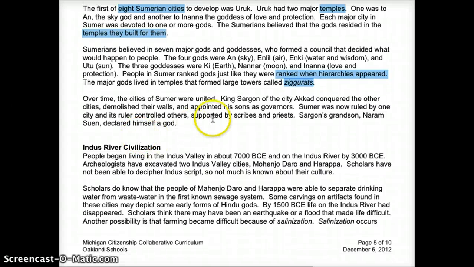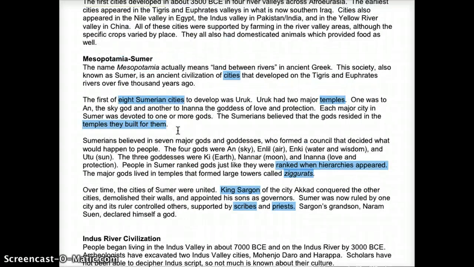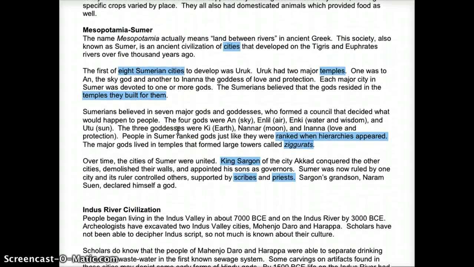Over time, the cities of Sumer were united, so that we got a king, Sargon of the city Akkad, who conquered the other cities, demolished walls, and appointed his sons as governors. Sumer was now ruled by one city, and its ruler controlled others, supported by scribes. Okay, evidence of a writing system, and priests, again, evidence of religion. Sargon's grandson, Naram-Suen, declared himself a god. So there we go. What I've done is I've gone through and highlighted some of the things.